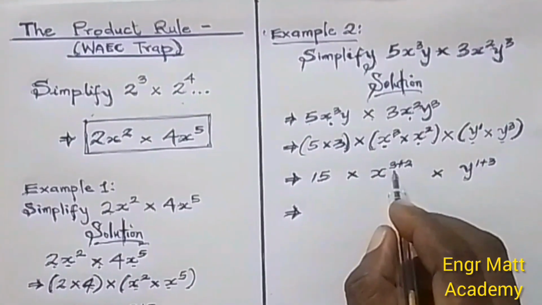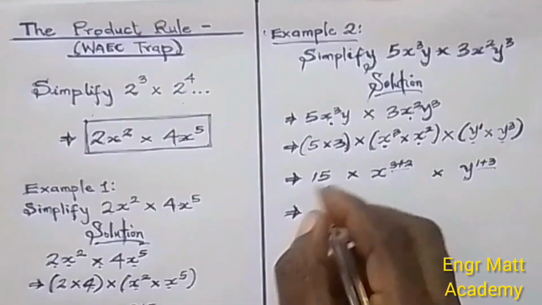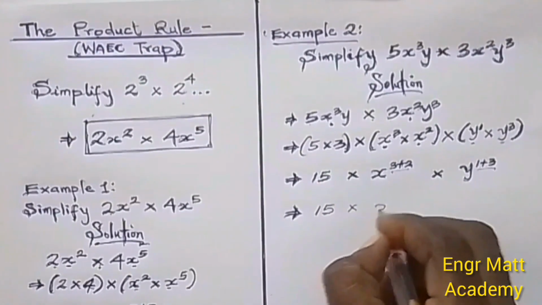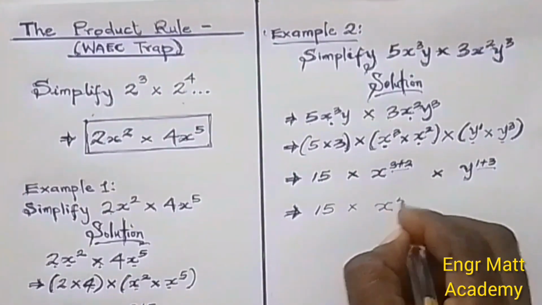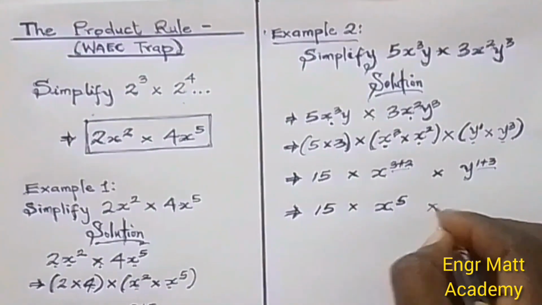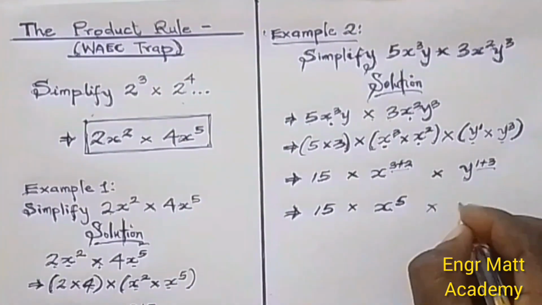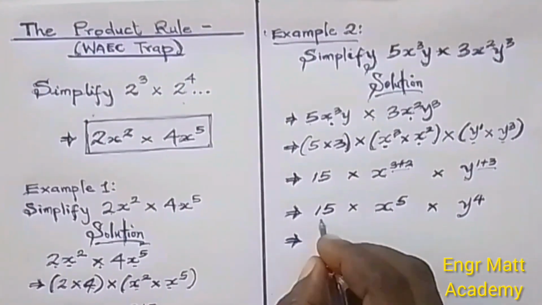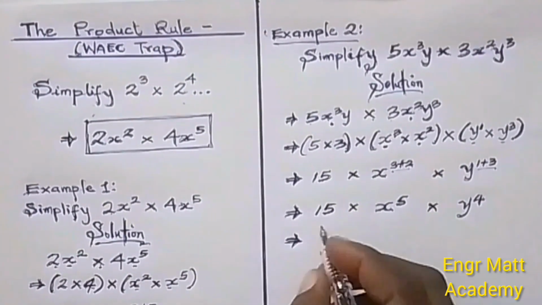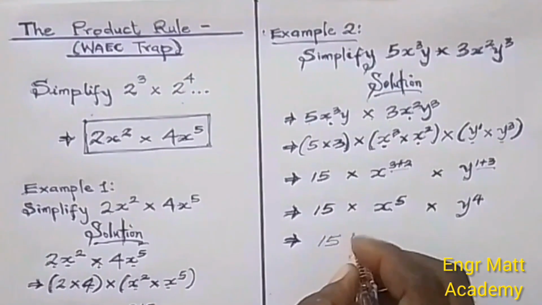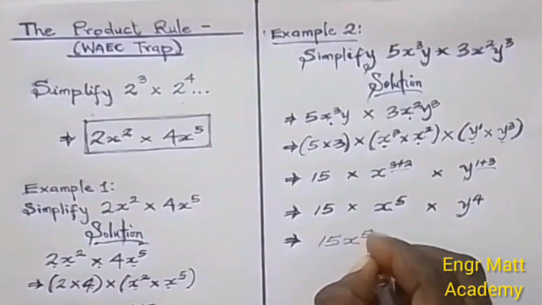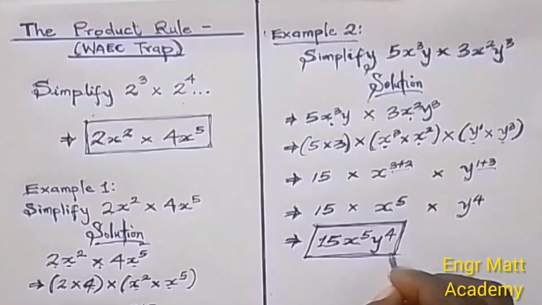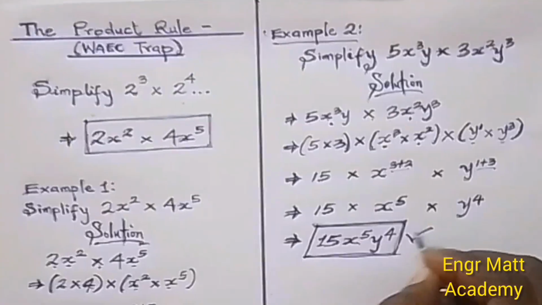Next, we add these powers. 15 still remains as 15, times x to the power of 3 plus 2, which is 5, times 1 plus 3, which is 4. So we get y raised to power 4. Now to multiply everything together, it will be 15x to the power of 5 and y to the power of 4. Now our final answer is this.